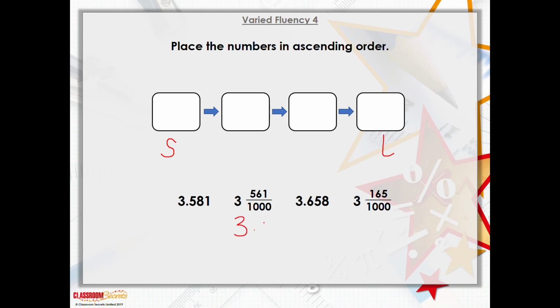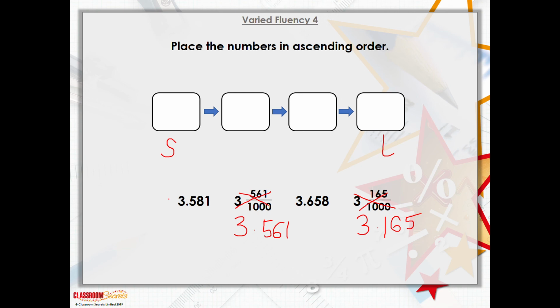3 and 561 thousandths into a decimal. So 3.561. And 3 and 165 thousandths as a decimal, 3.165. Okay, just give them a little scribble out. Confuse me otherwise. So now I have my decimals. I've got to put them in order from smallest to largest.